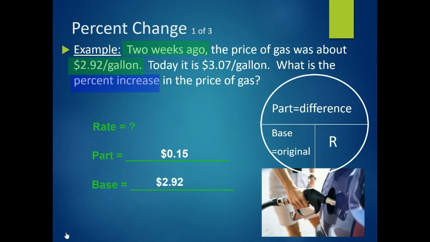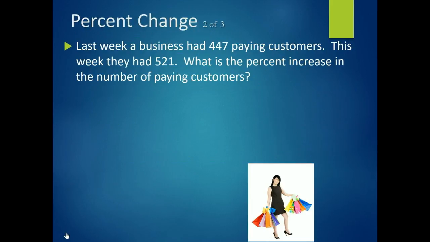To solve for the rate, we will take the part divided by base, which in this case is the difference divided by the original, resulting in a final answer of a 5% increase.